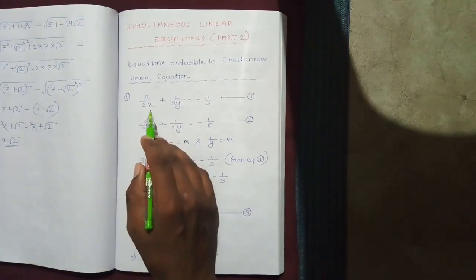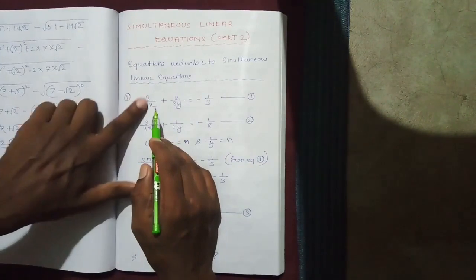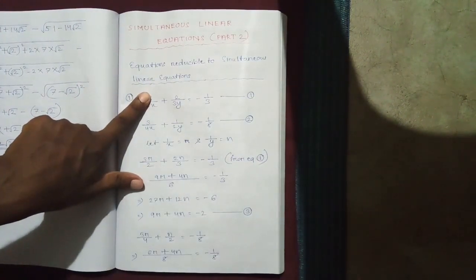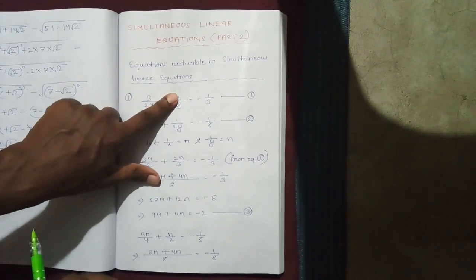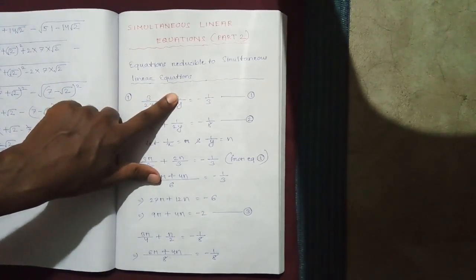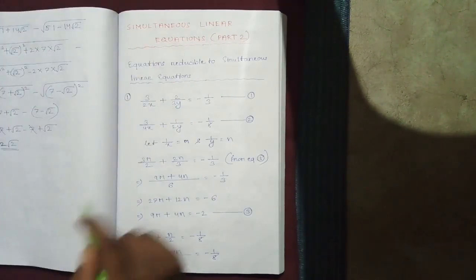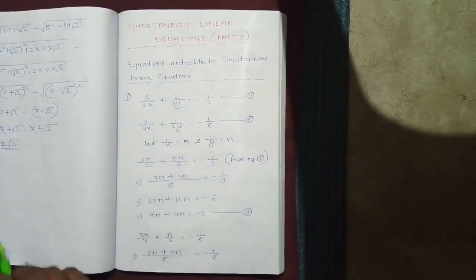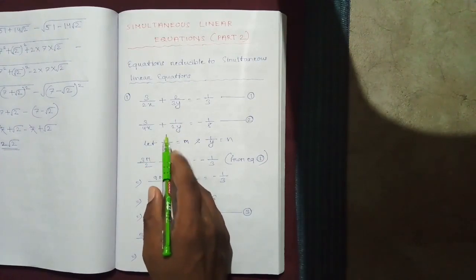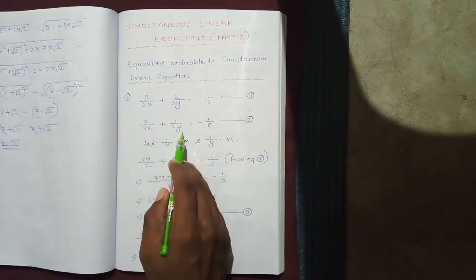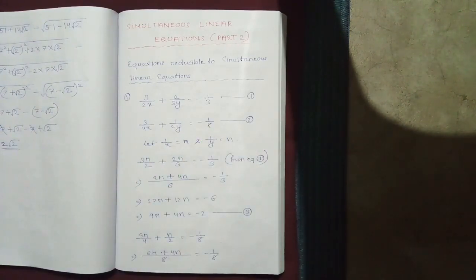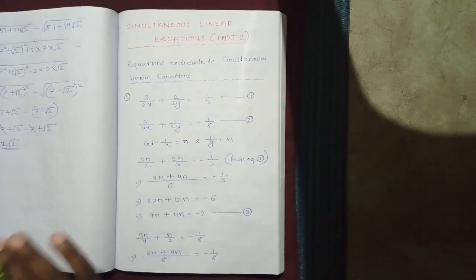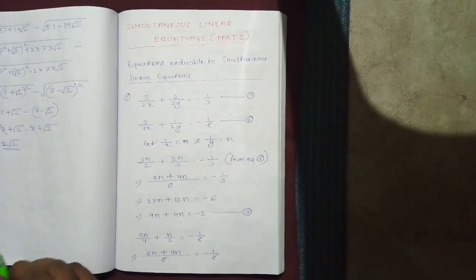You can see x is in the denominator, means we have 1 by x, means x power minus 1, but we need x power 1. Here also you can see we have 1 by y, means y power minus 1, but we need y power 1. So clearly this is not a linear equation. Similarly, we have the second equation, 3 by 4x plus 1 by 2y is equal to minus 1 by 8. Suppose this is equation 2. This is also not a linear equation. There are two variables, but this is not a linear equation, because the powers of x and y are not 1.